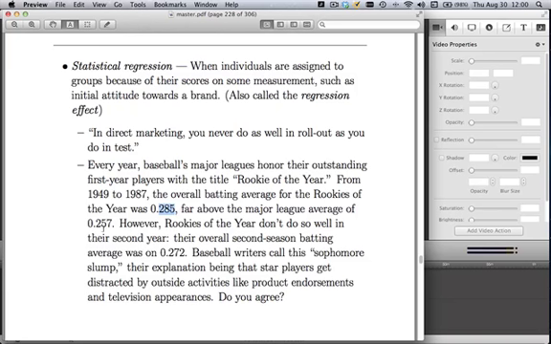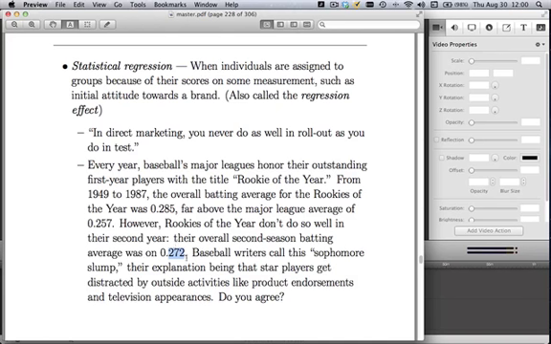But it's well documented that people who got the Rookie of the Year award usually don't do as well in their second year. So among all the Rookies of the Year, in their second year they only bat .272. So their average goes down. And sports writers have known about this for years. They call it the sophomore slump. And their explanation is that they get a big head, they don't work as hard, and they get too distracted by endorsements and such. That's the explanation for the drop.